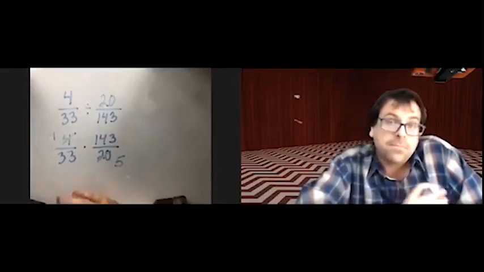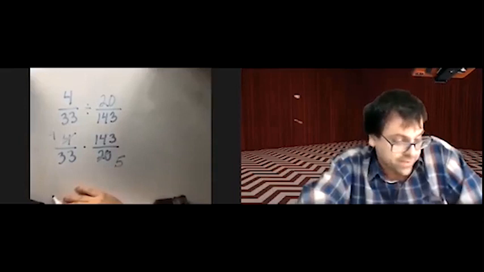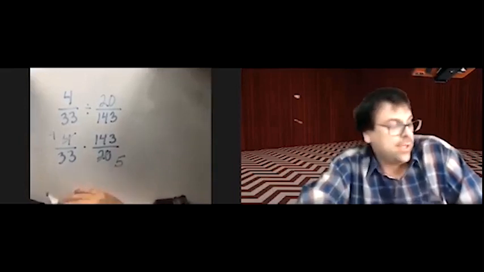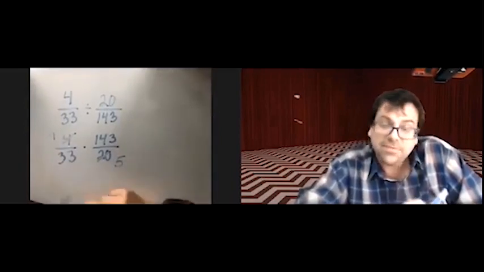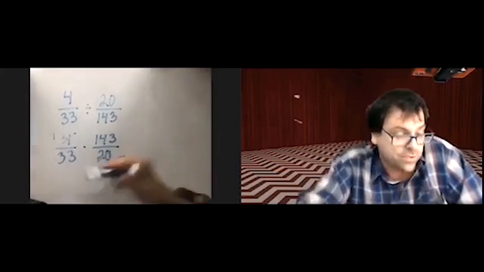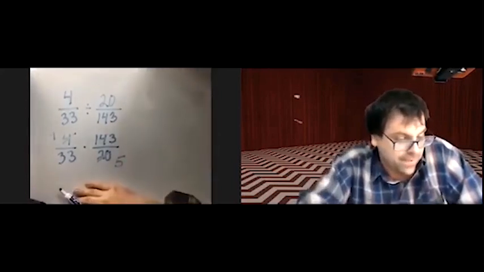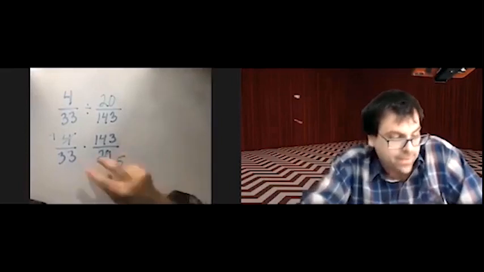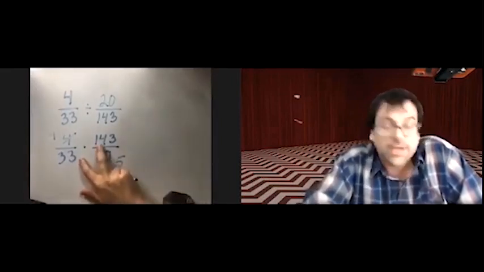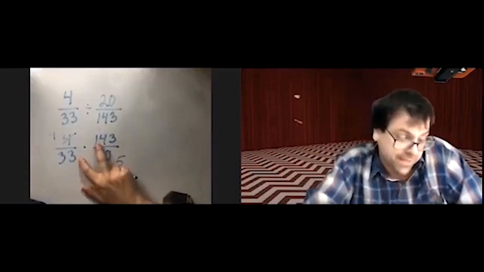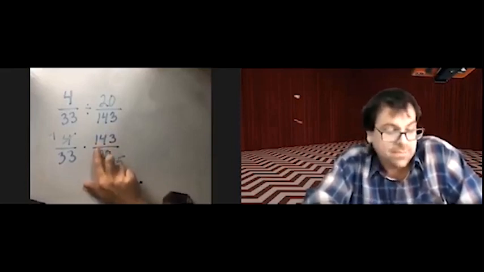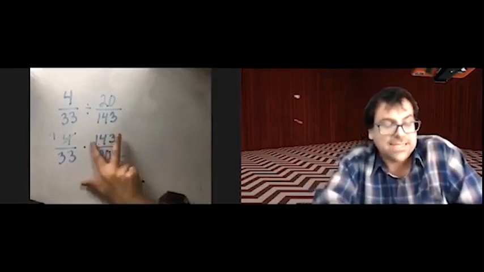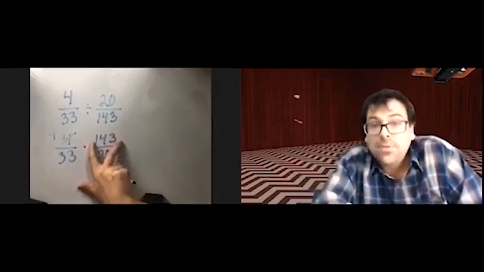And at this point, I wouldn't blame you if you didn't think there was anything else to cancel. You would do 1 times 143 is whatever. 33 times 5 is whatever. And then you would need to start reducing. But let's take a look at the 143 and the 33, because they do have something in common. It's not going to be 3. 143 is not divisible by 3, because 1 plus 4 is 5 plus 3 is 8. The digits don't add up to a multiple of 3.